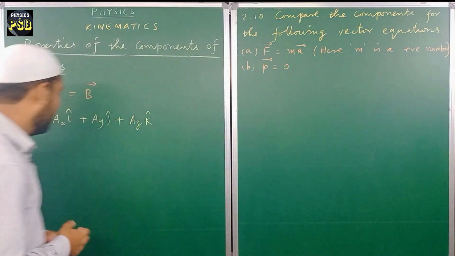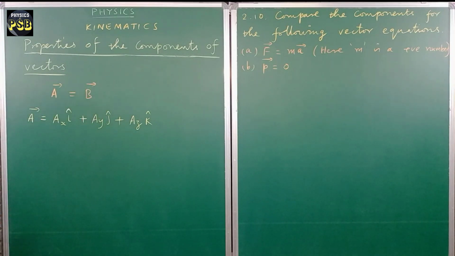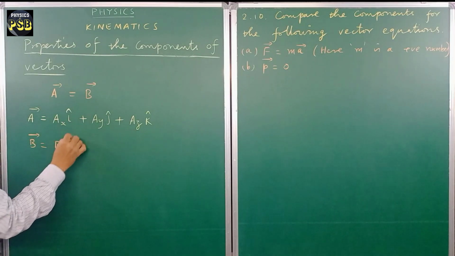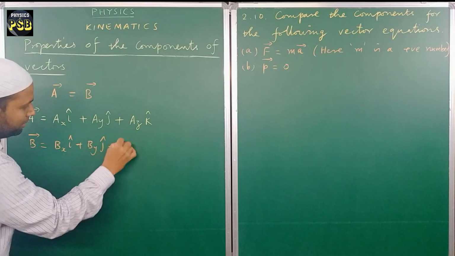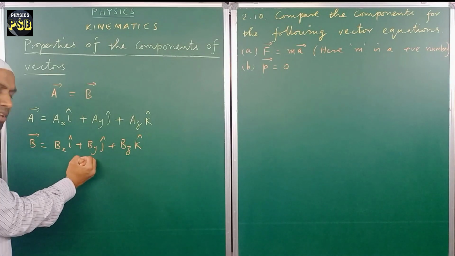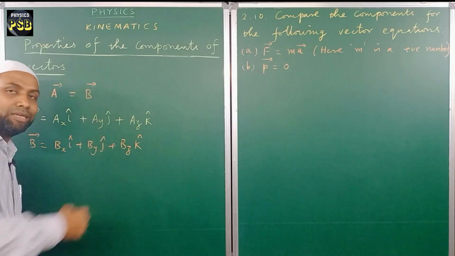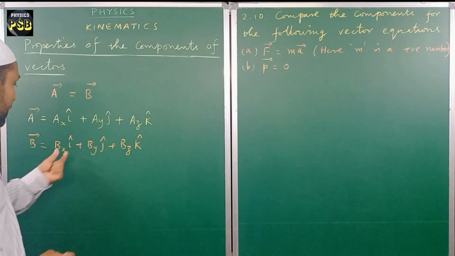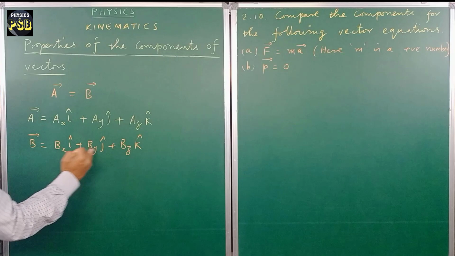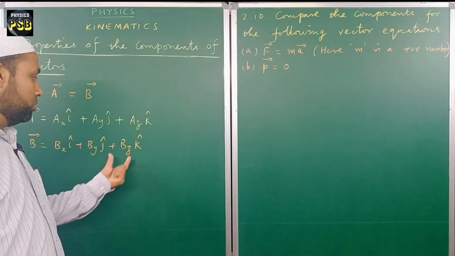Now, this is quite known to us. By keeping this in mind, I am going to split vector B into its components. Vector B is written as Bx i cap, By j cap, and Bz k cap. Here Bx is the component of vector B along the x-axis, By is the component along the y-axis, and Bz is the component along the z-axis. And here i cap, j cap and k cap represent the unit vectors along the x-axis, y-axis and z-axis. Clear? And they provide the direction to the components.